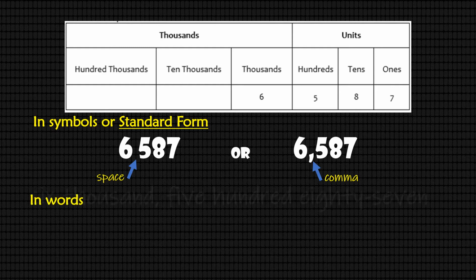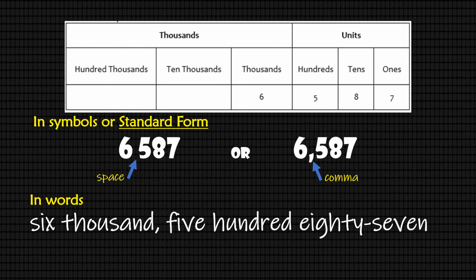In words, we write this number as 6,000, 580-7. We use a comma to separate the periods, and we use a hyphen to separate the compound words.